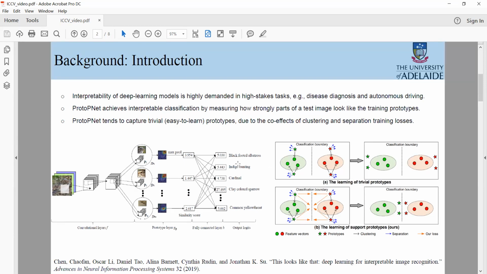prototypes. However, in this work, we noticed that the original ProtoPNet tends to only focus on trivial prototypes. In other words, those prototypes are easy to learn and far from the classification boundary, as shown in figure A. And in this work, we propose to learn the support prototypes that are near to the classification boundary. That means they are hard to learn.